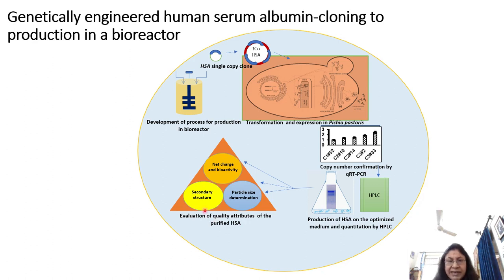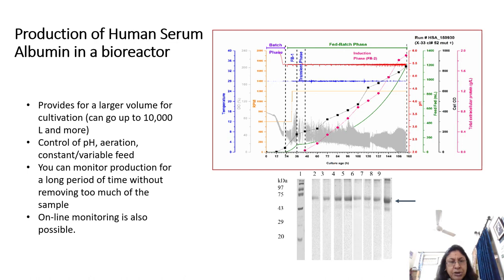Now let me go to the next slide, and I'm going to tell you about the bioreactor. The job of a recombinant therapeutic producer doesn't really end with constructing a clone. We need to take it forward into a bioreactor to see that we're able to produce this protein at large scale also. So the slide allows you to understand the advantage of cultivating a recombinant yeast in a bioreactor.